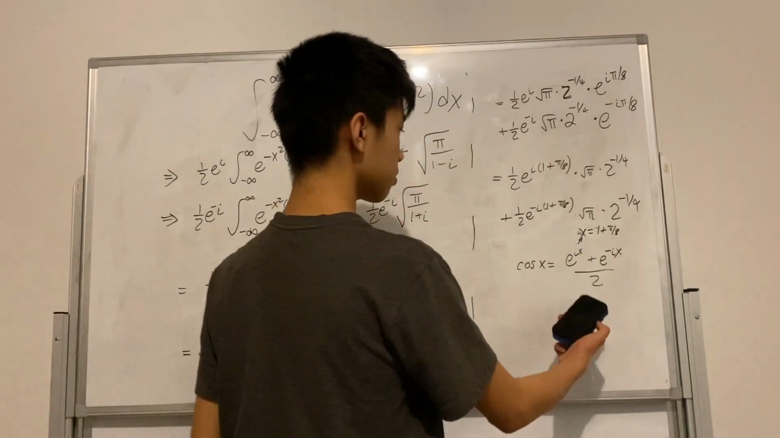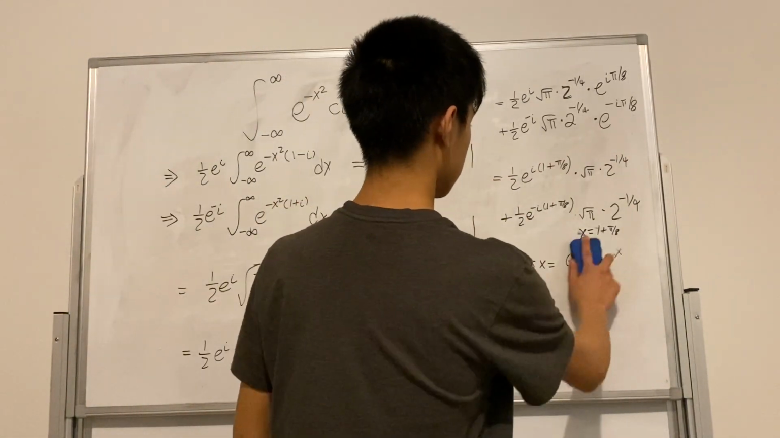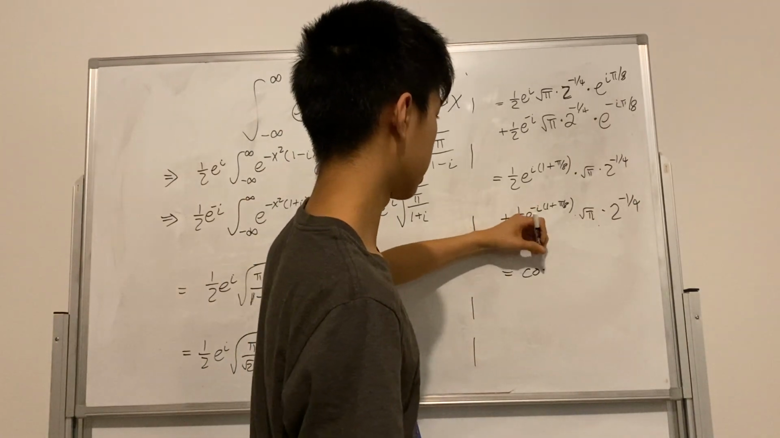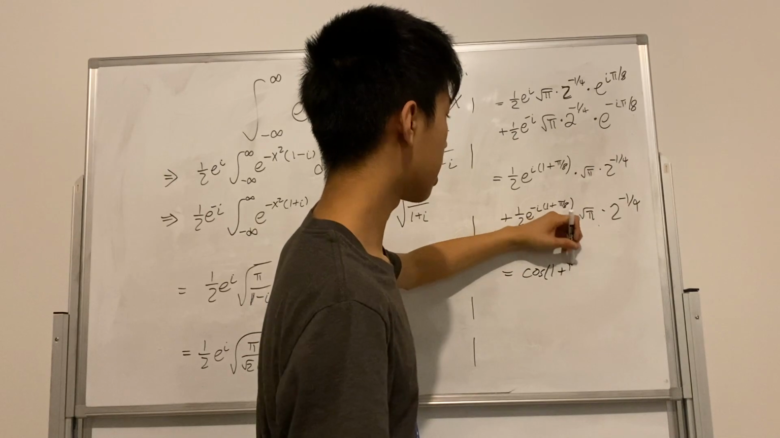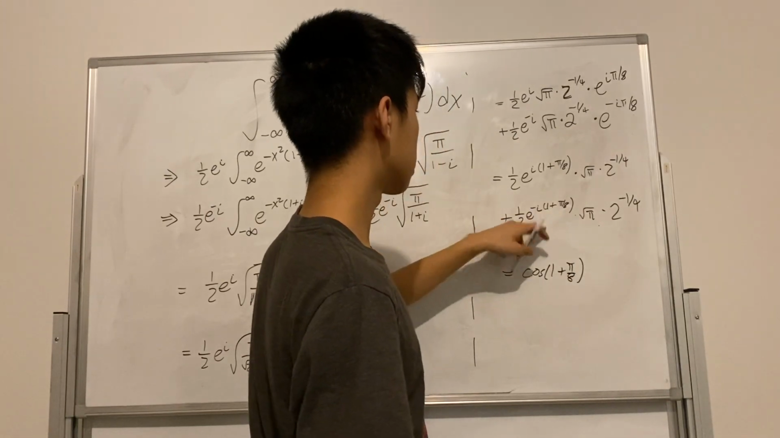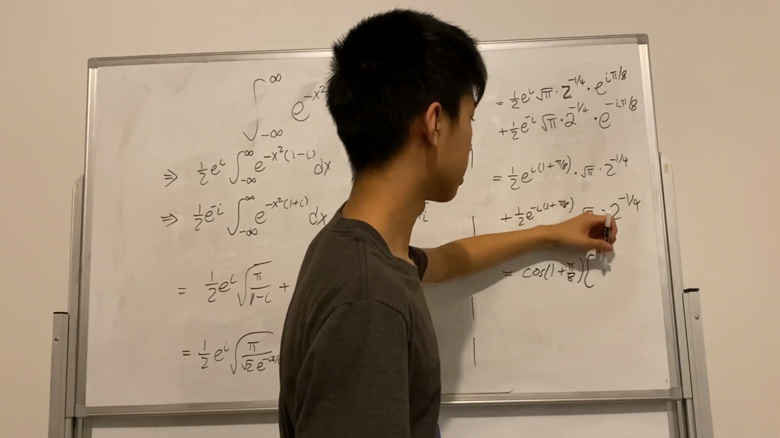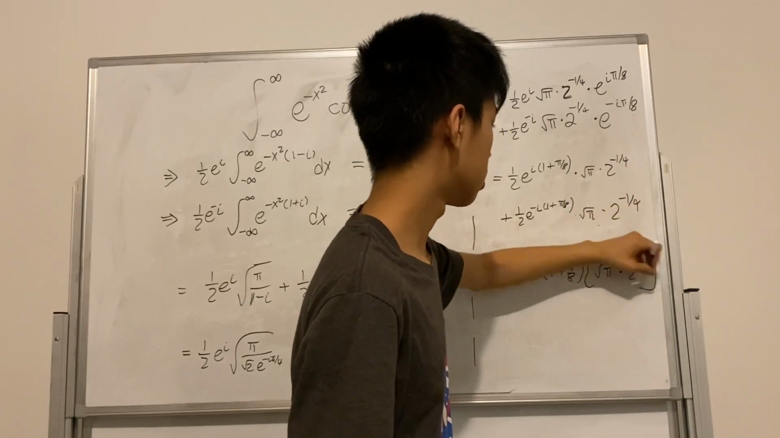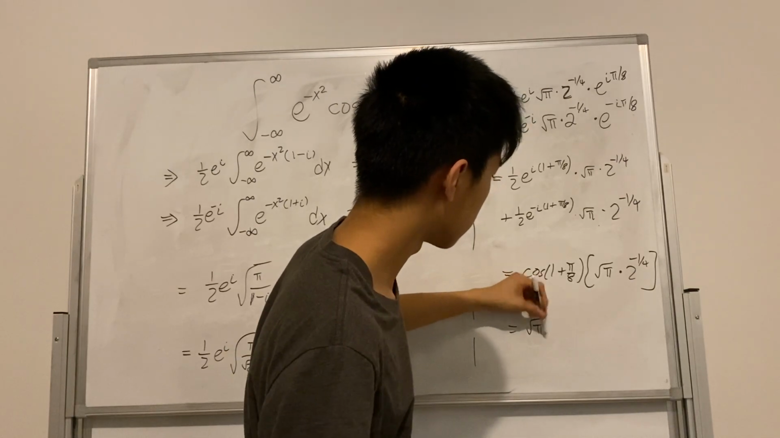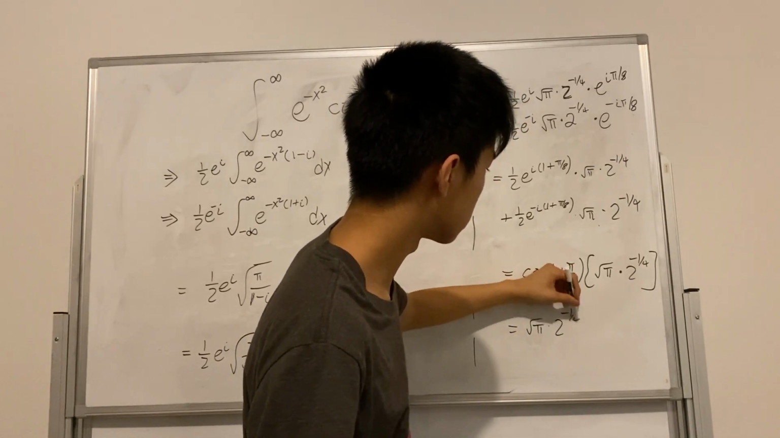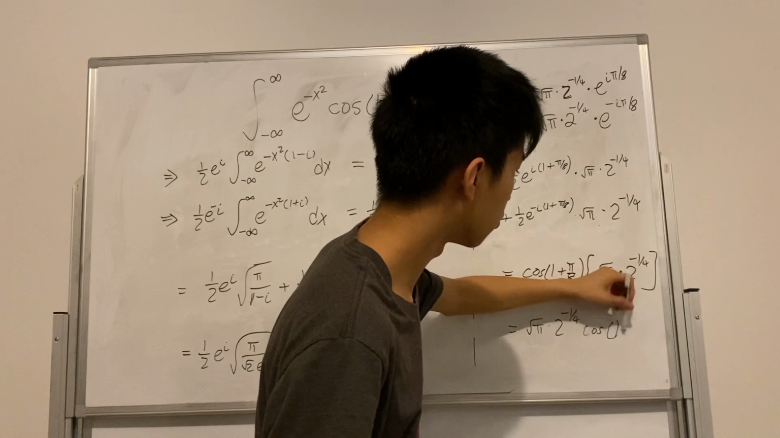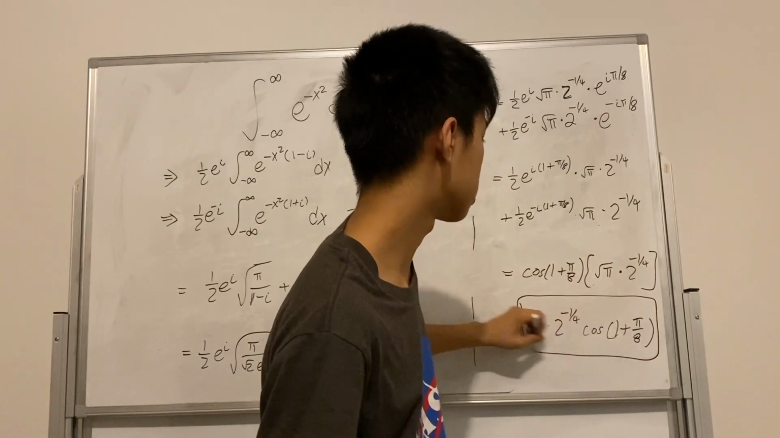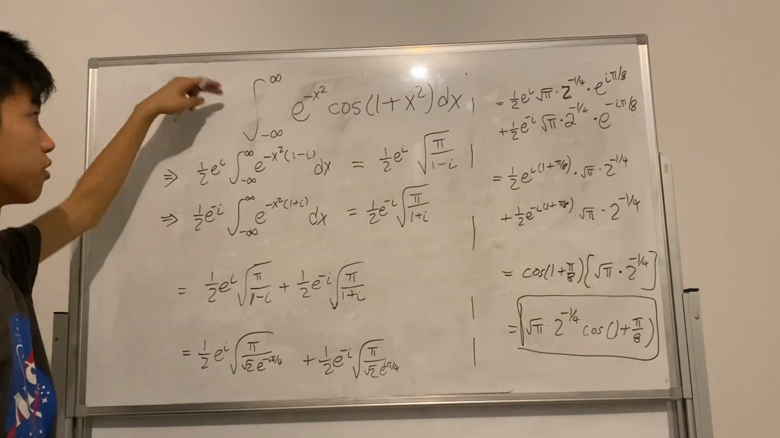So this is going to be equal to cosine of 1 plus pi over 8 multiplied by square root pi times 2 to the negative 1/4. And that is our solution to this really funny integral here.